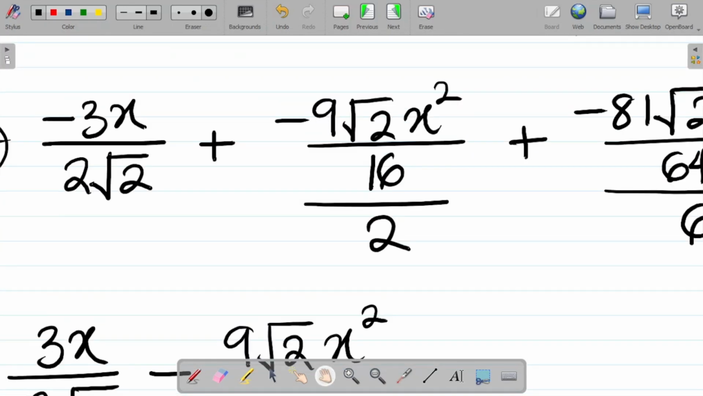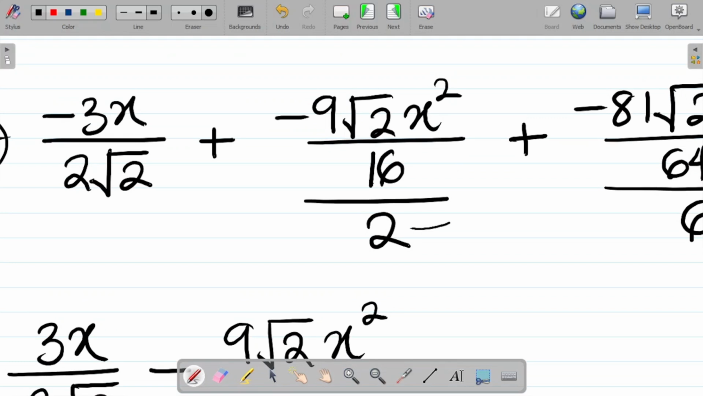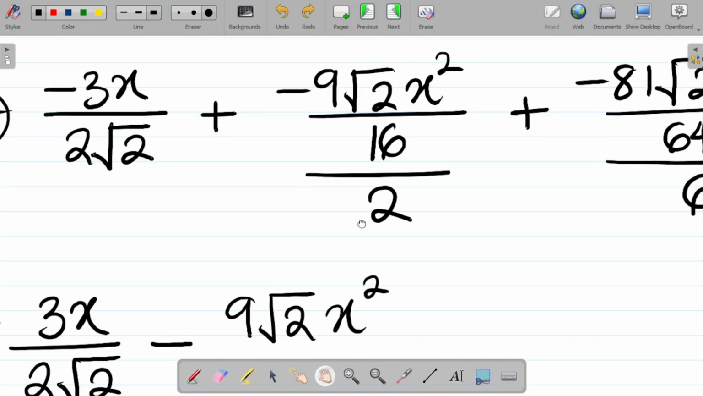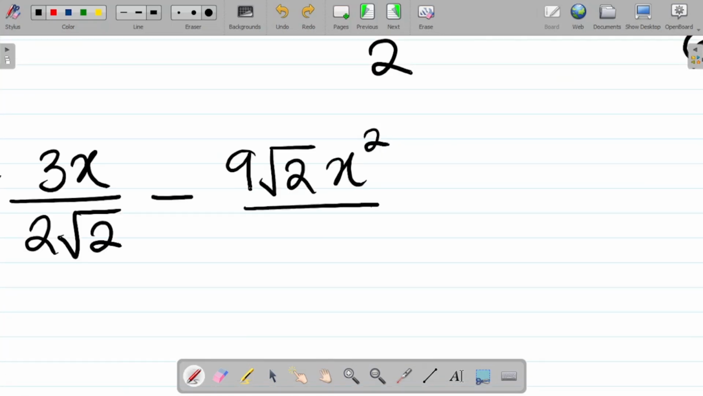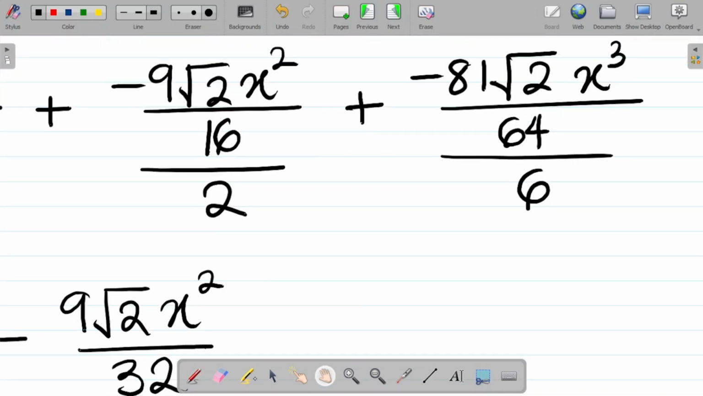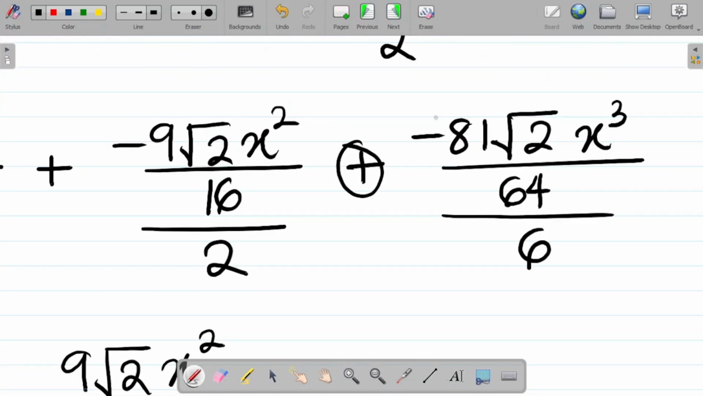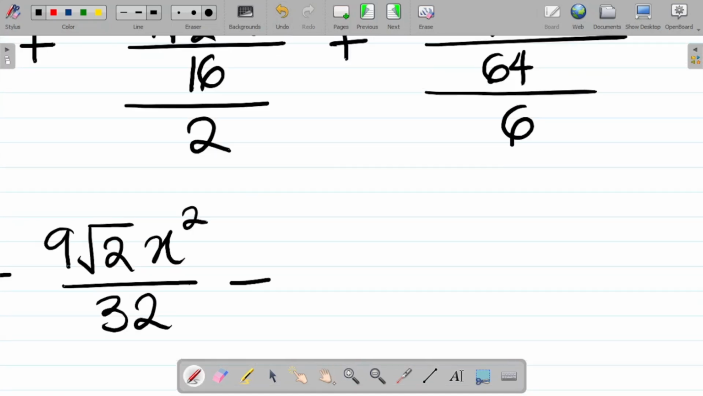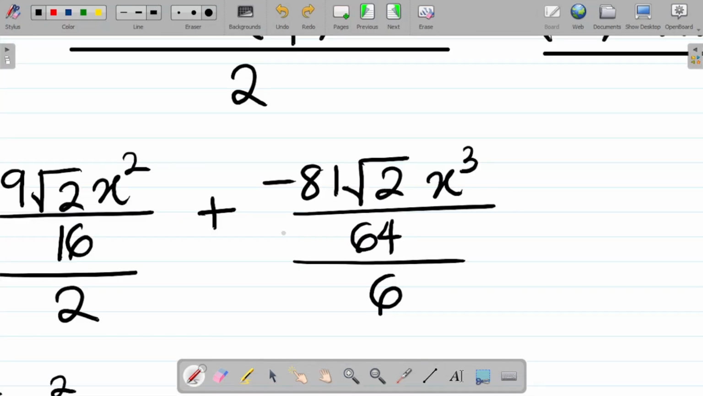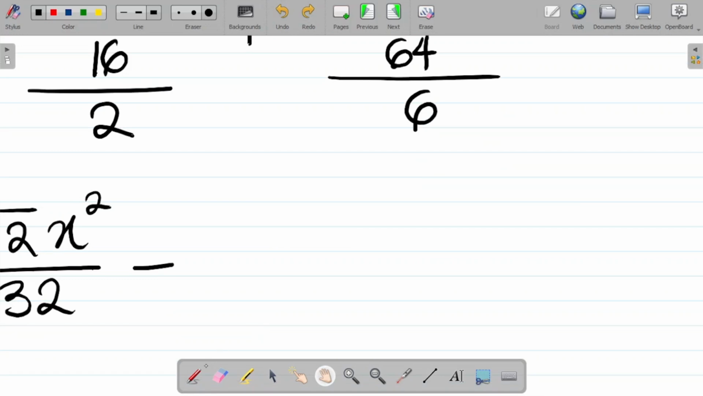Next up for denominator, now to simplify denominator, simply multiply this by this. It works like that. That becomes 16 times 2. 16 times 2 is 32. So all over 32. We have this as our next term. Next up, we now have this again, which is plus times minus, and that's minus. So I have this as minus. Next thing we have there is minus 81 root 2 x cubed.